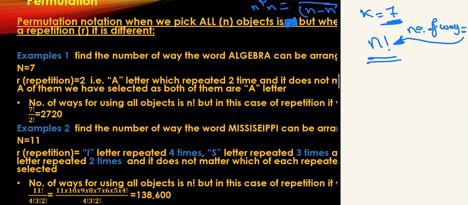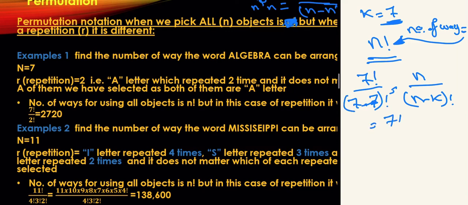And I have proven to you that we can use the formula n factorial divided by (n minus k) factorial, which shows that 7 factorial divided by (7 minus 7) factorial, and 7 minus 7 factorial is 0 factorial, which is 1. So it will be 7 factorial as well.